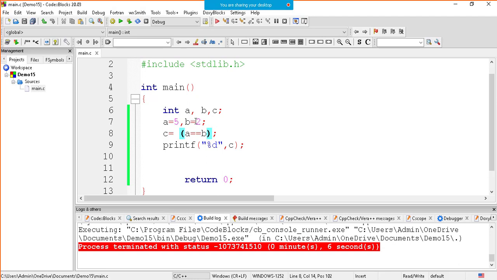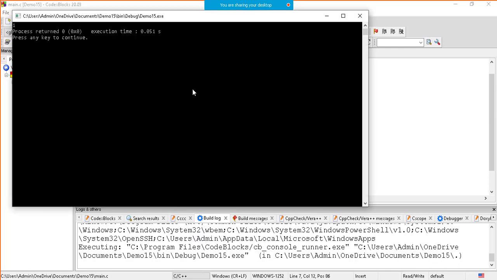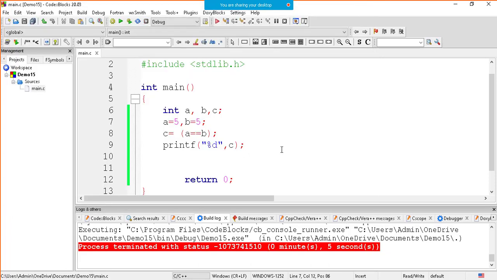Both are not same. But let me make B equal to 5 here. A is 5, B is 5. So both are same. So answer is going to be 1, because both are same. So this is for comparison. Similarly, you can use greater than or equal to. Let's say A greater than or equal to.